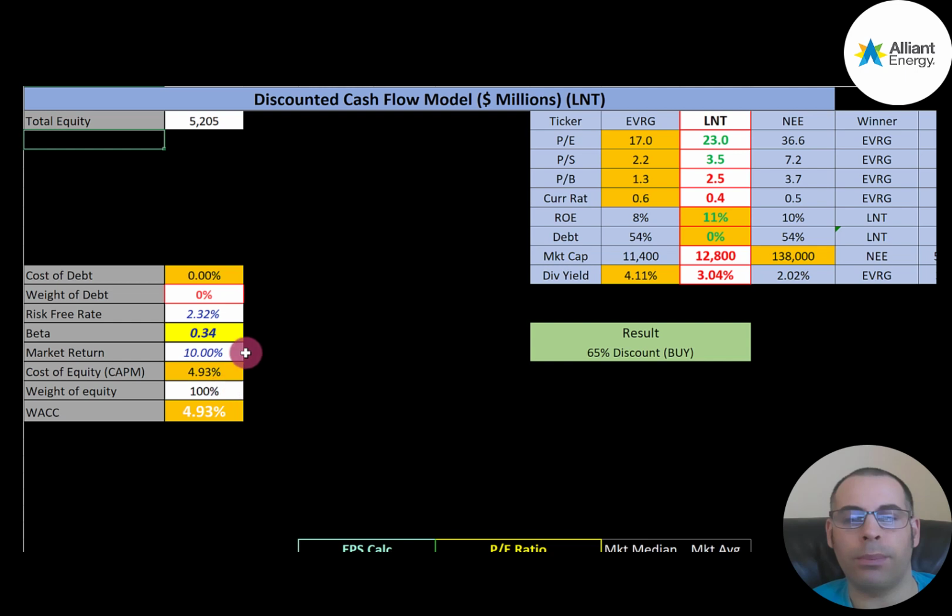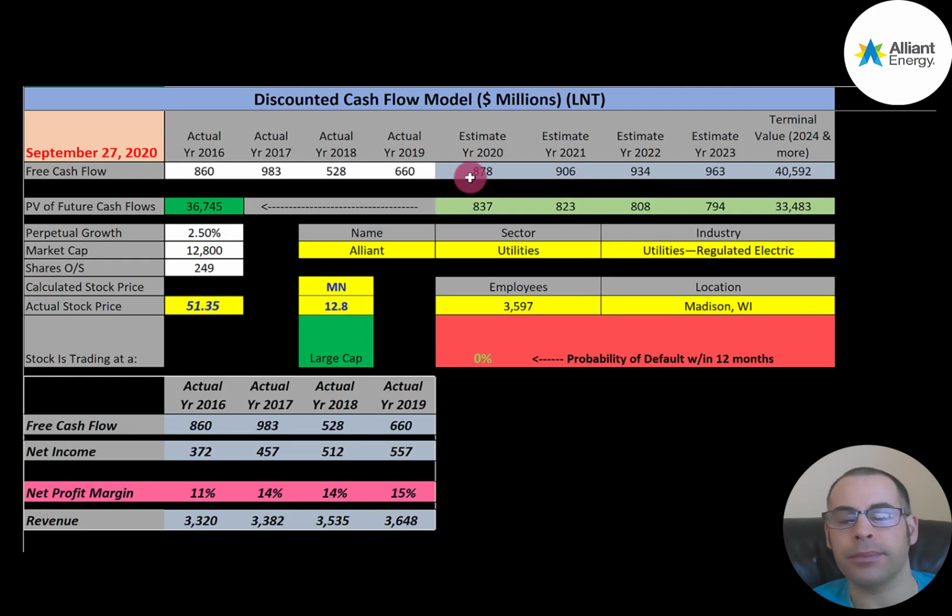Cost of equity is 4.9%. We need the beta to figure that out. That's the volatility of the stock. And they have a really low beta, 0.34, so the stock moves about 1/3 of the market. And their WACC is 4.9%, which is the discount rate we're going to apply to the future cash flows.